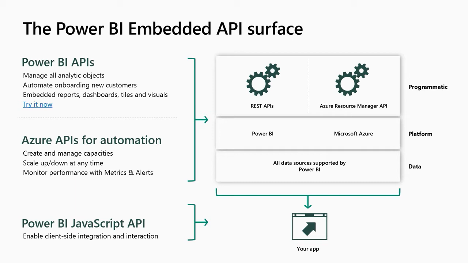There's a really cool feature, if you're already familiar with it, which is a Try It Now feature, which basically, if you go to the online documentation of the REST API, you actually can try it yourself right there and get responses. It's really cool. The second set of APIs are the Azure APIs, which you use to create and manage capacities. And the last one is Power BI JavaScript API, which enables client-side integration and interactions.